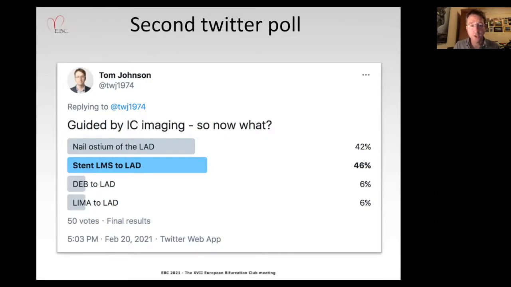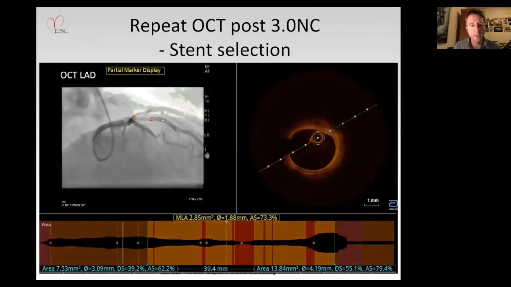Well, there actually then was a relative split between nailing the ostium, regardless of the fact that there was disease extending to the distal left main, or stenting left main to LAD. Now, actually, the most contemporary EBC consensus would probably lean towards a crossover stent left main to LAD strategy, which was in fact what I selected.